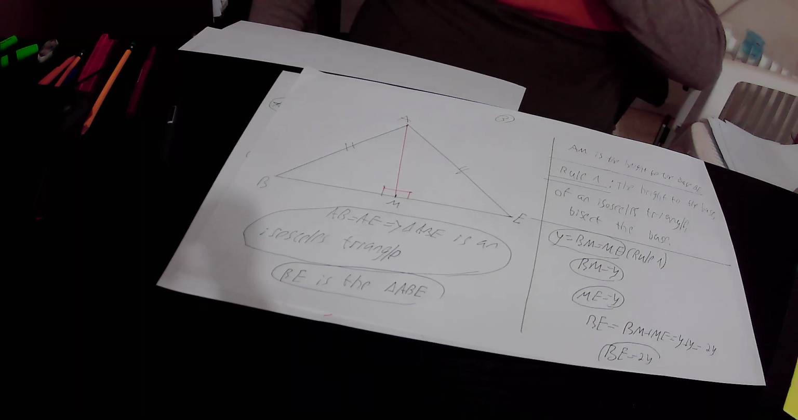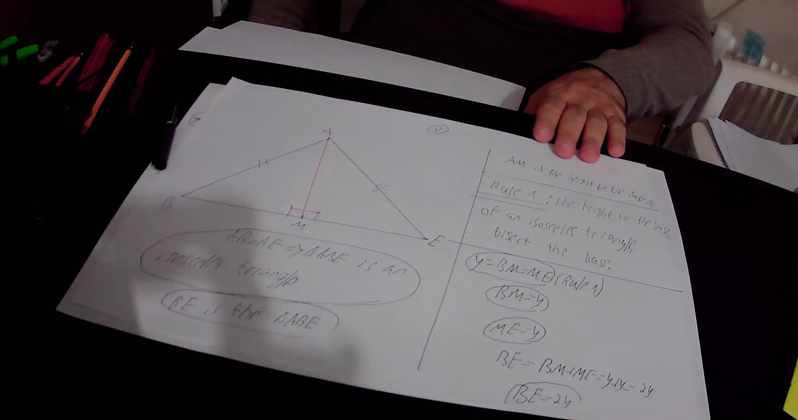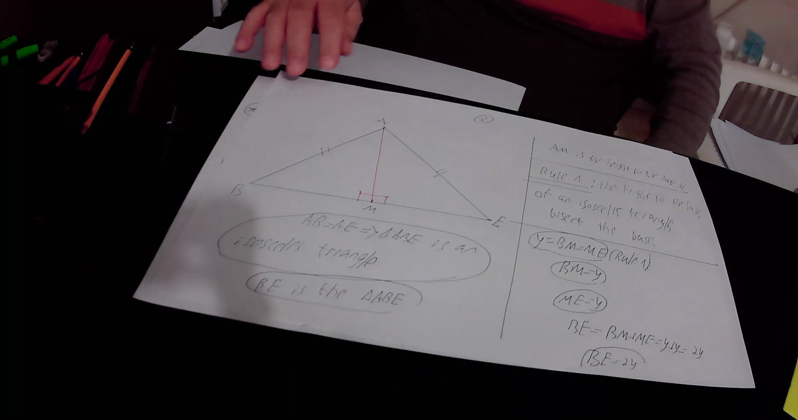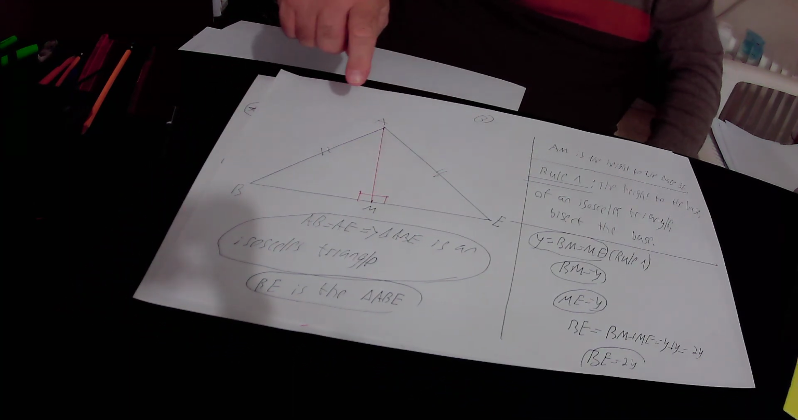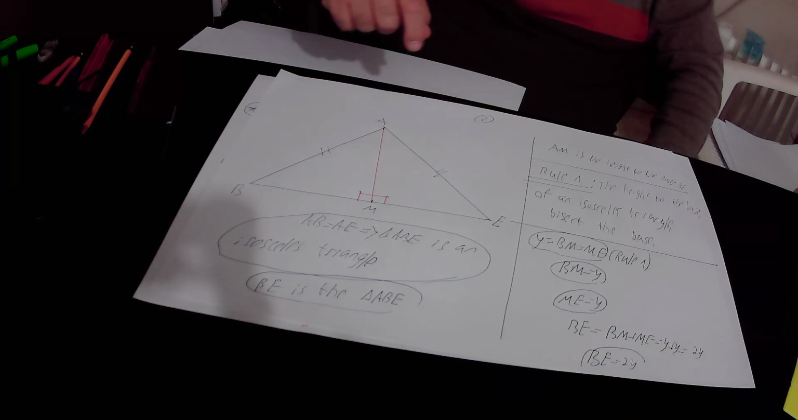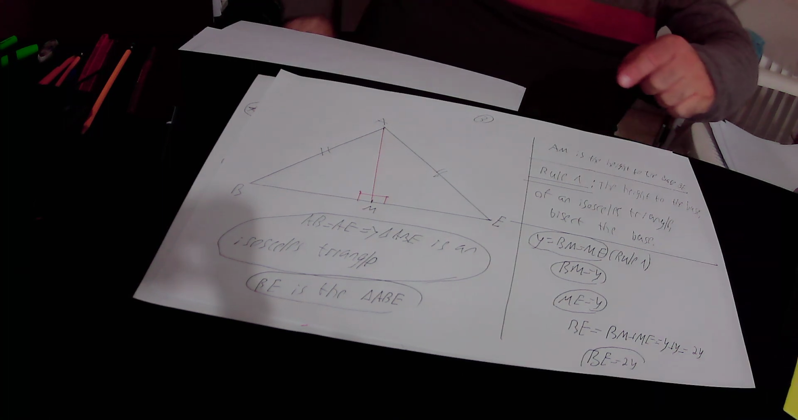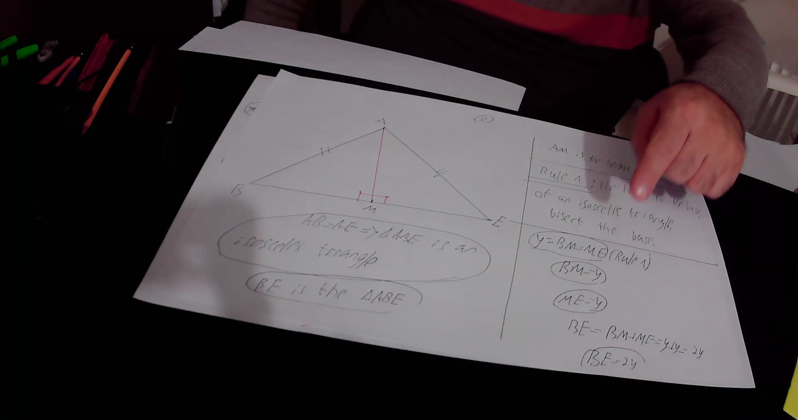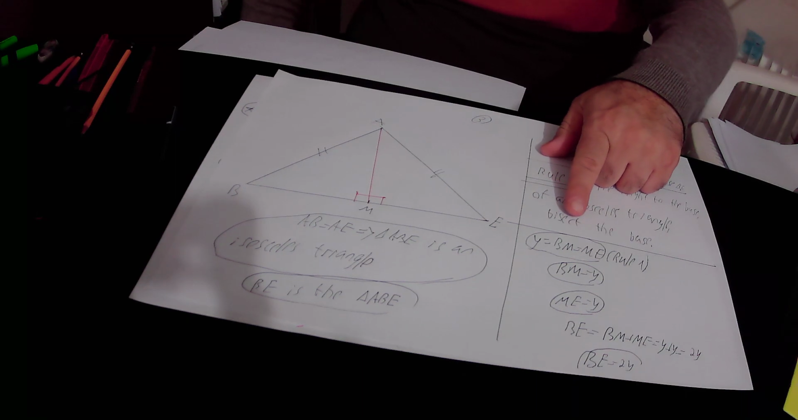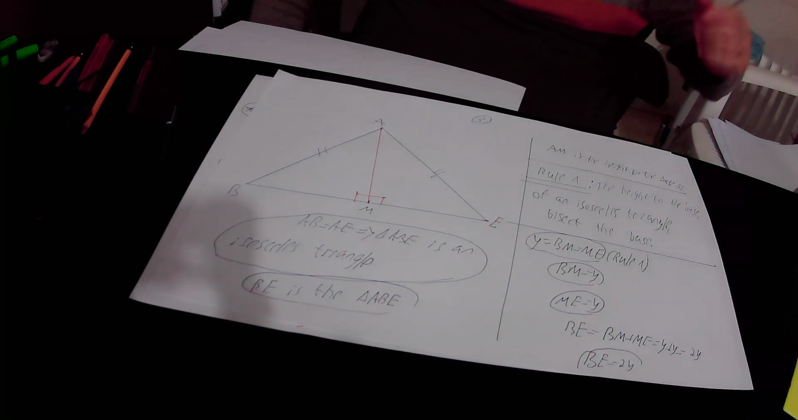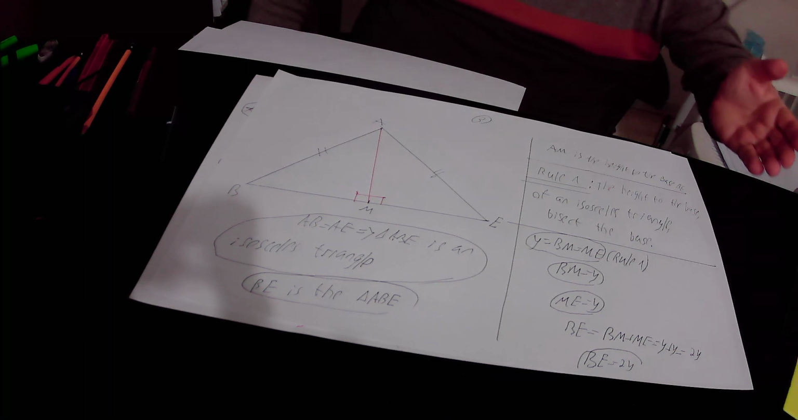Okay, and we have rule number 1. According to rule number 1, the altitude to the base of an isosceles triangle bisects the base. So according to rule number 1, the altitude AM to the base BE bisects the base BE. That is to say, BM will be equal to ME. And if we define BM as Y, then from this equation, BM equals ME, we conclude that ME is also equal to Y. So BM equals Y, ME equals Y.